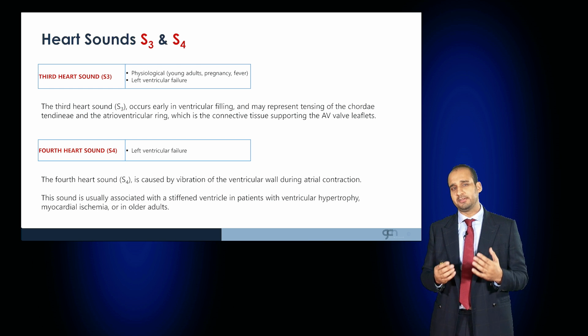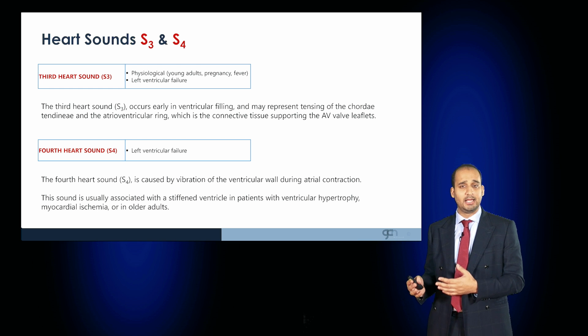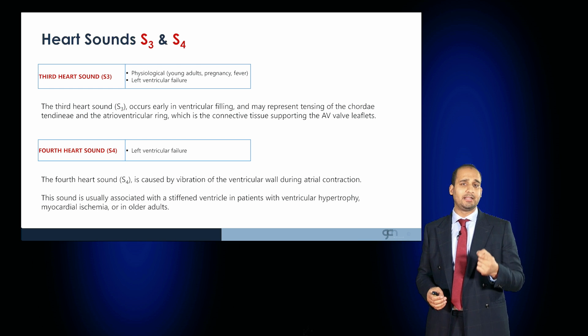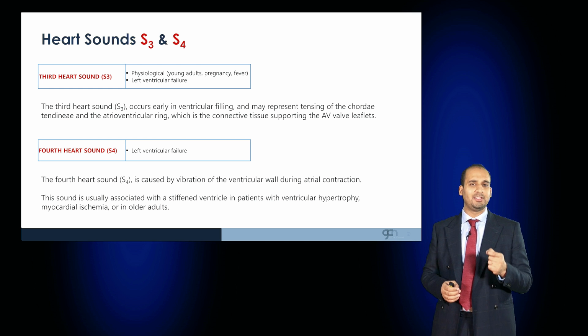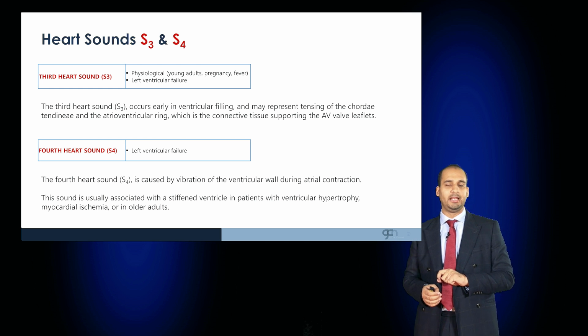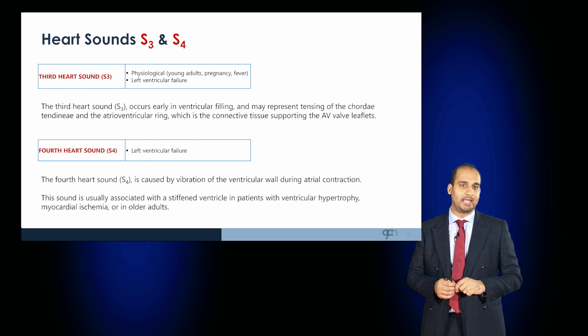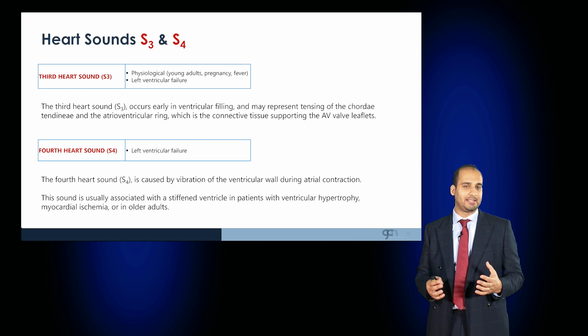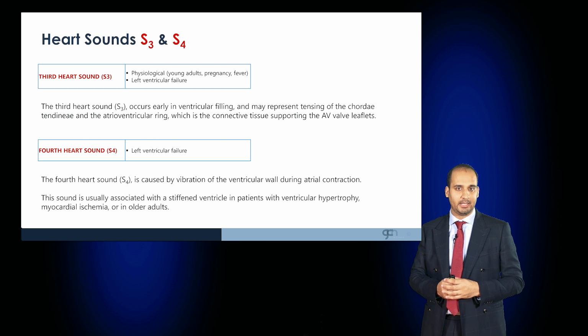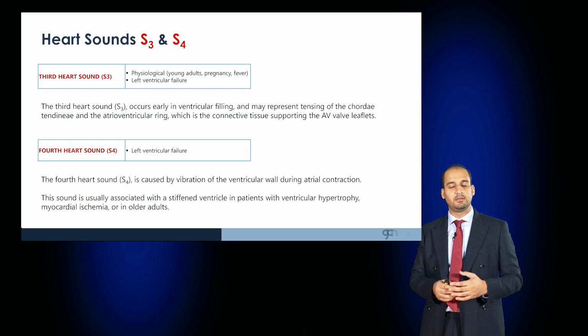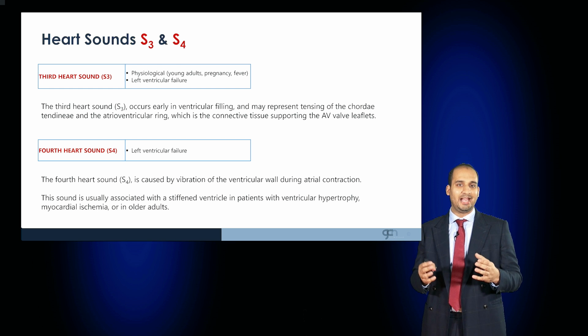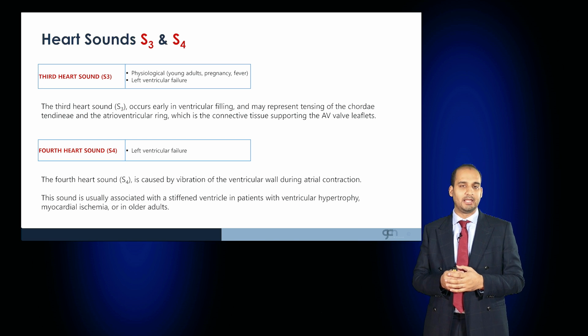A third heart sound may be physiological in young patients or in adults, or in septicemia or fever or in left ventricular failure. That usually occurs early in ventricular filling and can represent the tensing of the chordae tendineae and the atrioventricular ring, which is a connective tissue supporting the AV valves. A fourth heart sound is pathological and associated with left ventricular failure. S4 is caused by the vibration of the ventricular wall during atrial contraction and is usually associated with a stiffened ventricle in patients with ventricular hypertrophy or in elderly patients.